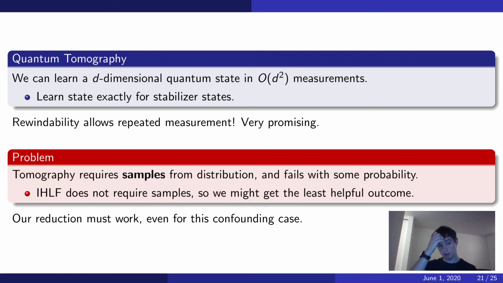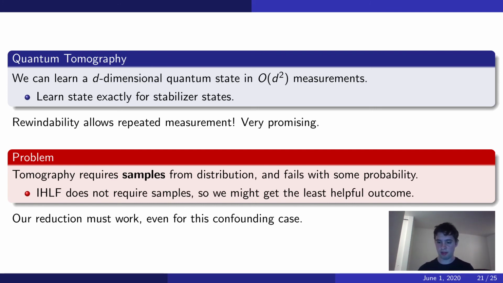But, of course, it's not so easy. All of the tomography techniques I'm aware of require samples from the distribution. Like you have to actually get samples from the measurement distribution of your quantum state. And they could fail, right? If you get very, very unlucky with your measurements, you might not learn anything about the state. So since our problem is not a sampling problem, we have to account for that case. We have to account for the possibility that we always get the least helpful measurement outcome.